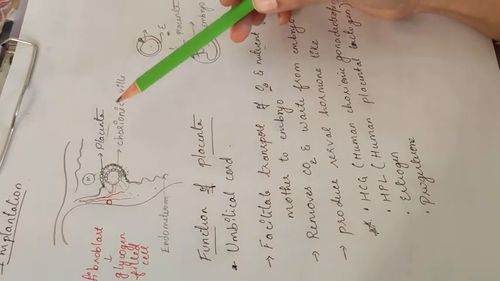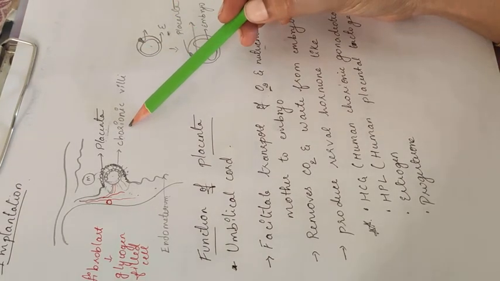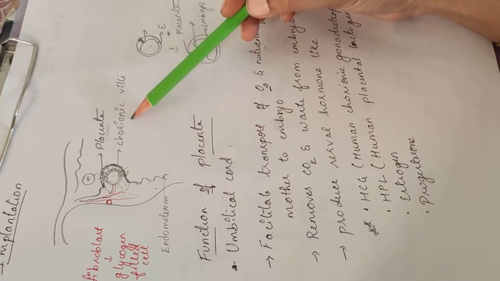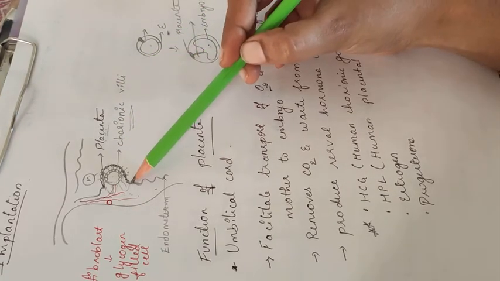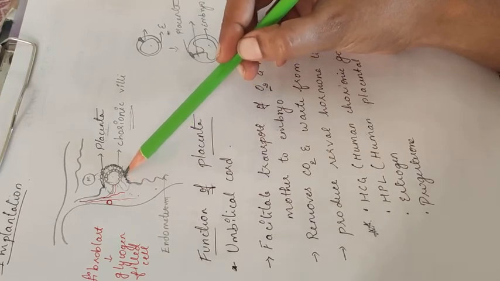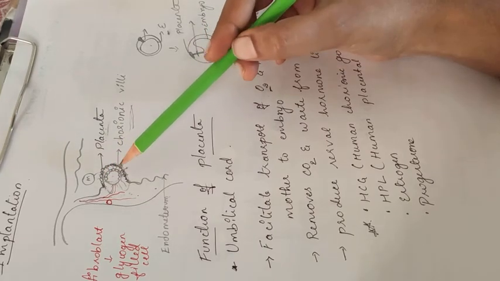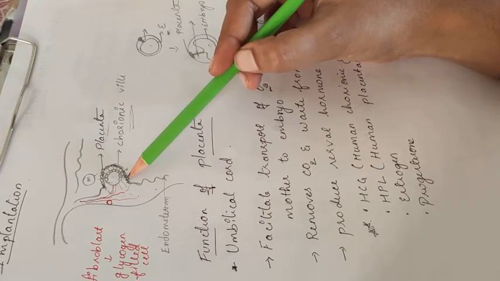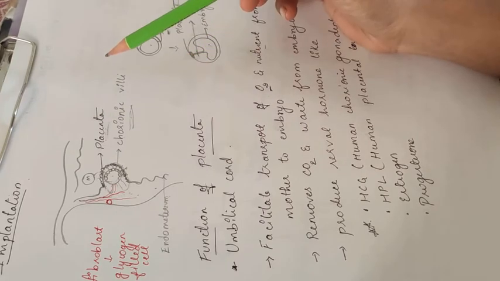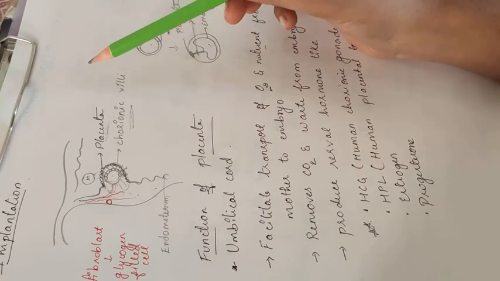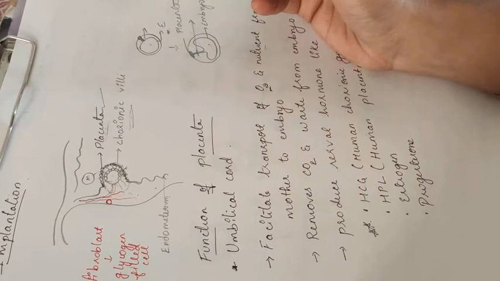Clear? The trophoblast which will produce finger-like projections are called chorionic villi. These are the chorionic villi, and here the endometrium layer of a female will cover this blastocyst, and now both this endometrium lining and the chorionic villi will fuse together and act as a single unit, and that is called the placenta.